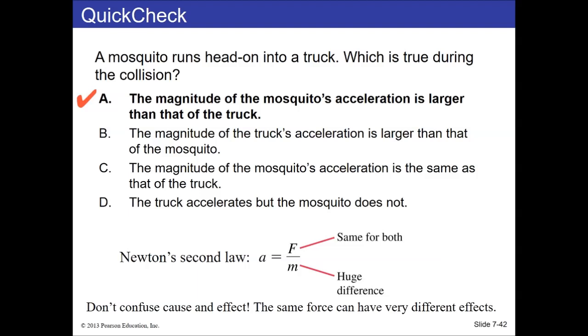The mosquito is going in one direction, the truck hits it, and then it immediately changes direction and goes the opposite way. The acceleration of the mosquito is enormous because the mass is so small. The truck, on the other hand, has an enormous mass and experiences an extremely small acceleration. It's negligible, basically. But it's because of the mass difference. Mass difference results in an acceleration difference. And again, that's what's going on here.